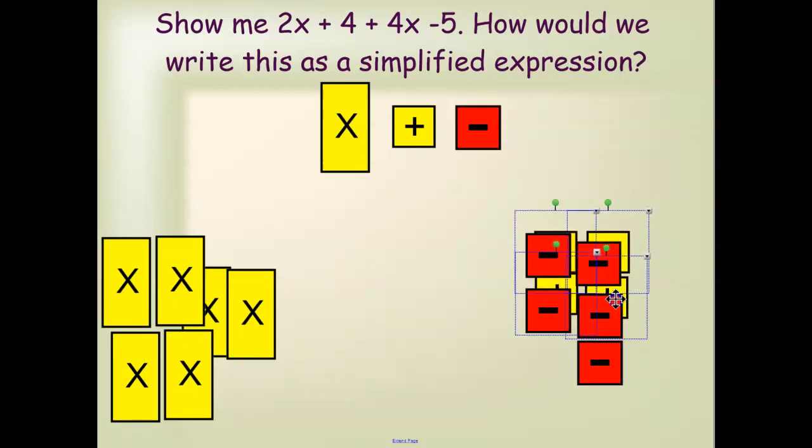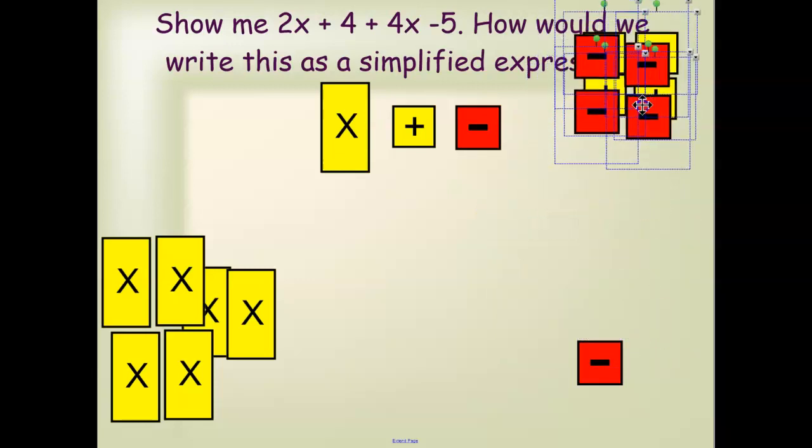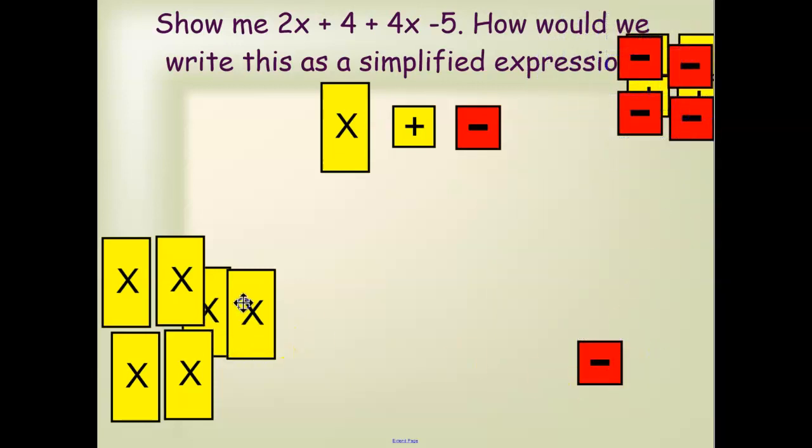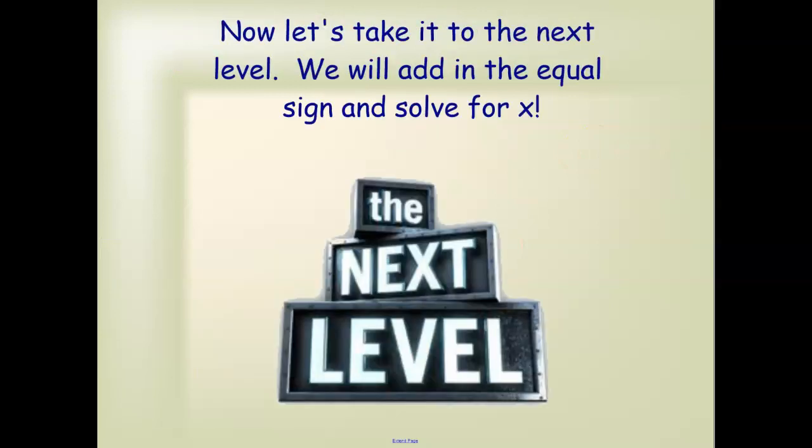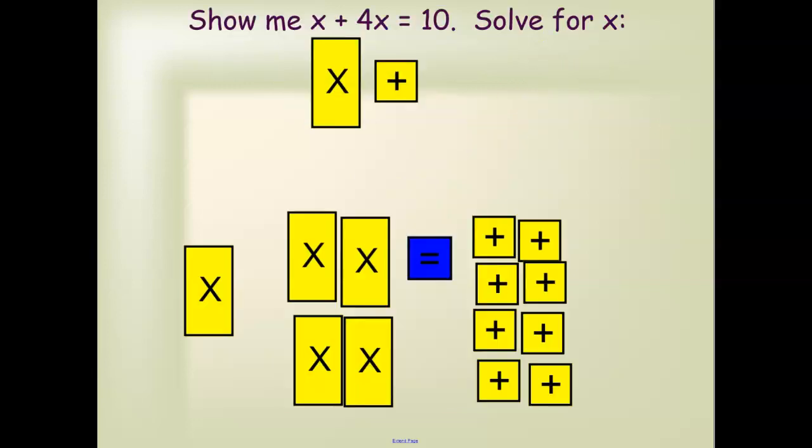If I have a positive and a negative together, they actually cancel out. Remember the zero pairs, so I'd actually get those out of there. And my simplified expression would look like this. I'd have 6x minus 1. Okay, so now we're just going to add an x to it, add an equal sign to it, and we're going to solve for x and take it to a 3-step equation.